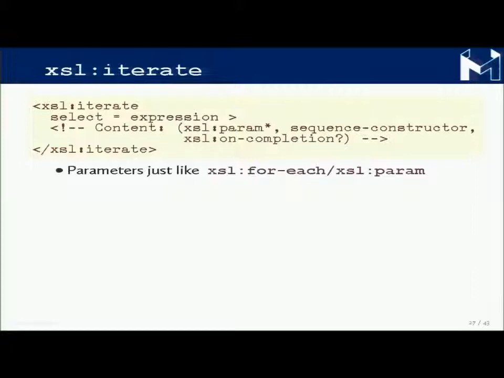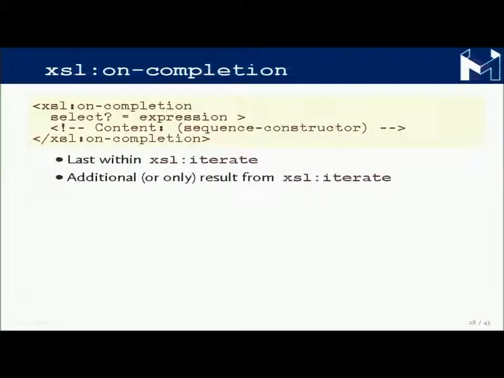The different parts of the XSLT iterate: it looks pretty much like an XSLT for-each that you would be used to from XSLT 1 or XSLT 2. It can take parameters. The new thing is this on-completion, which we'll talk about next. It's mentioned in the same section in the spec as XSLT for-each. This on-completion that you can put at the bottom of your XSLT iterate is something that is evaluated the last time through your XSLT iterate, and it can produce an additional result, which you can use for the result of the processing or make decisions upon.